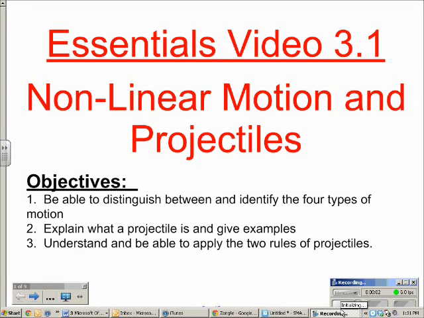All right, hello, welcome to Physics Essentials video 3.1. We're going to be learning about linear motion, which is really the name of the whole unit, and then specifically we're going to focus a little bit more on projectiles today.